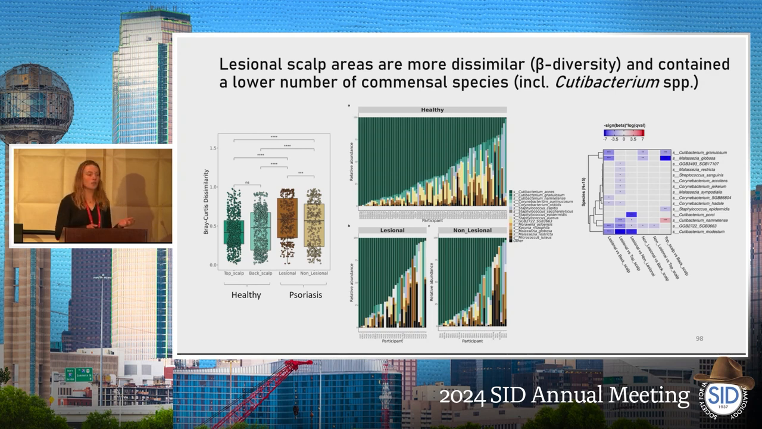Across the entire cohort, we found that the sebaceous scalp environment was mostly dominated by Cutibacterium and especially Cutibacterium acnes. However, we observed that lesional scalp areas were more dissimilar compared to top, back, and non-lesional scalp areas. And so we observed that lesional scalp areas contained less Cutibacterium species and an increased amount of Staphylococcus and other species.